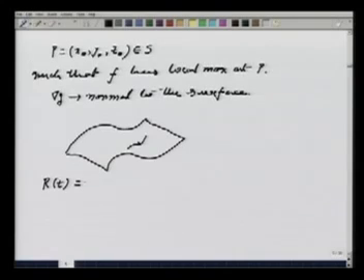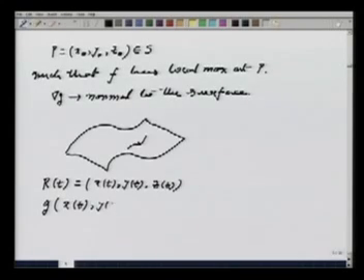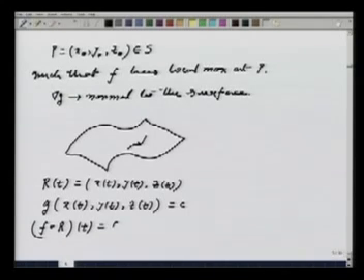So the curve r(t) looks like x(t), y(t), z(t). This is a curve, and since this curve is on the surface, I also know that g of x(t), y(t), z(t) is a constant c. Now look at the function f composed with r. By that I mean f of r(t).